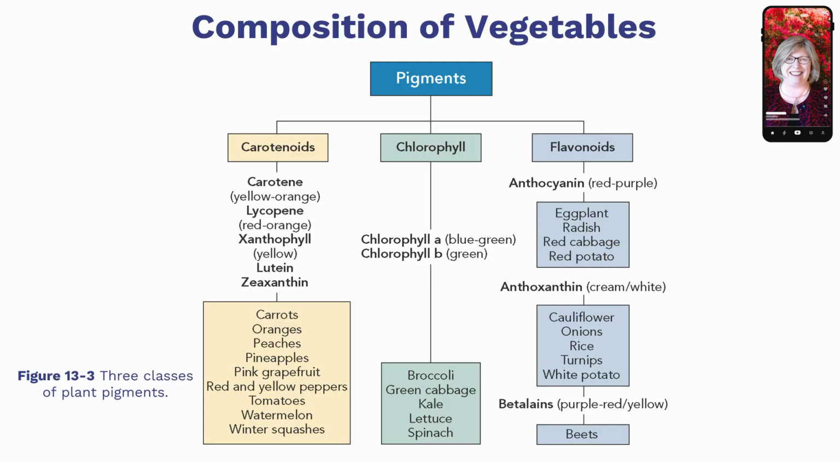Here are some of the phytonutrients we will discuss. In this lesson, we're looking at the pigments of carotenoids, chlorophyll, and flavonoids. Under carotenoids, we will look at carotene, lycopene, xanthophyll, lutein, and xanthan. Under chlorophyll, we'll look at chlorophyll A and chlorophyll B. And then under flavonoids, we'll look at anthocyanin, anthoxanthin, and betalain. Let's look at these in a little more detail.